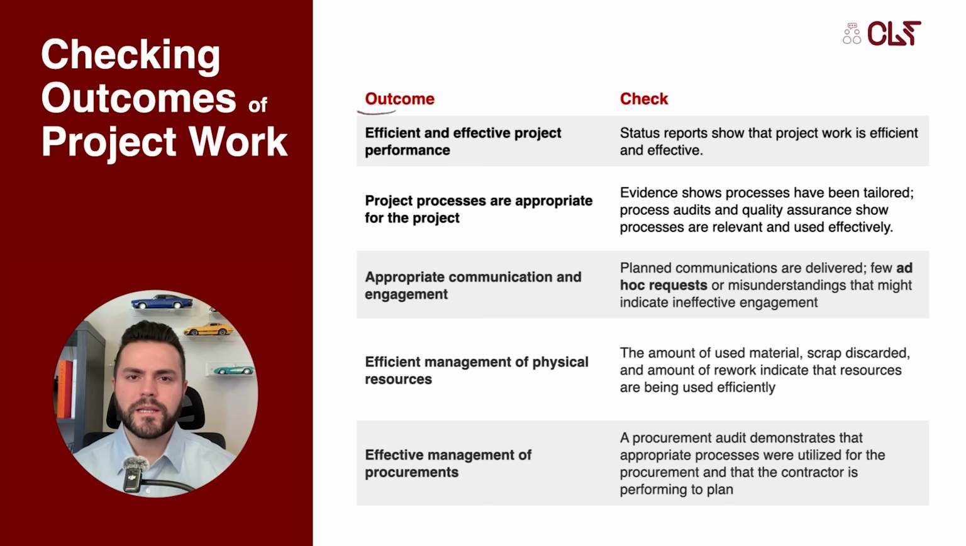All right, let's conclude by looking at how we check the outcomes of this performance domain. We know we have efficient and effective project performance if the status reports show that project work is efficient and effective. We know project processes are appropriate if evidence shows they have been tailored and if process audits and quality assurance confirm they are relevant and being used effectively. Appropriate communication and engagement is confirmed when planned communications are delivered and when there are few ad hoc requests or misunderstandings that might indicate ineffective engagement.